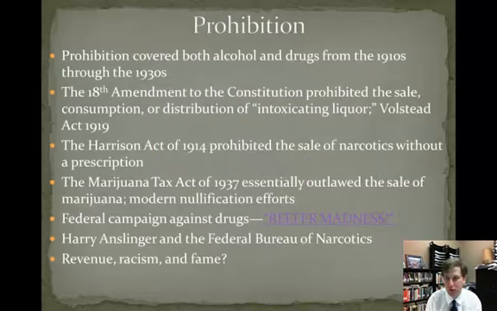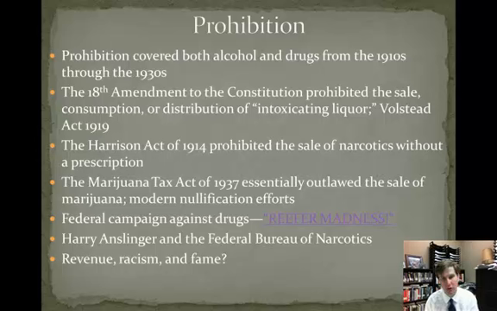Now, Prohibition was also a major issue in the 1920s, and this covered both alcohol and drugs from the 1910s to the 1930s. The 18th Amendment to the Constitution prohibited the sale, consumption, or distribution of intoxicating liquor, and the Volstead Act of 1919 was the enforcement arm of that. So when people were arrested for bootlegging or transporting liquor or anything like that in the 1920s, they were violating the Volstead Act. The Harrison Act of 1914, though, also prohibited the sale of narcotics without a prescription.